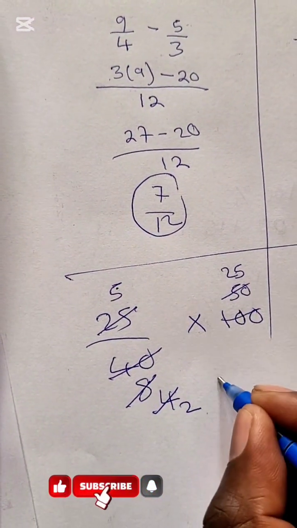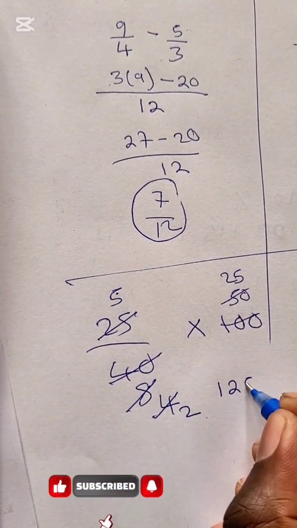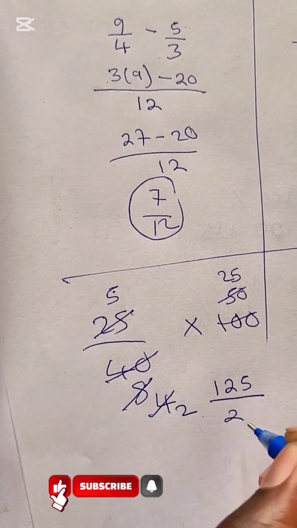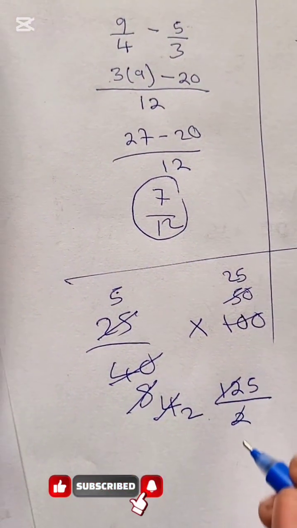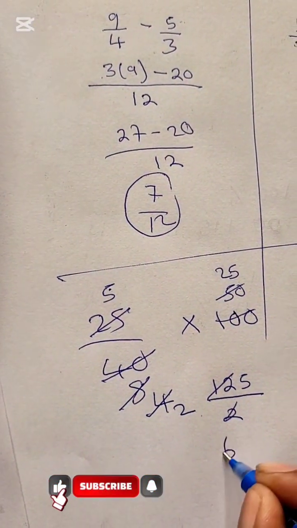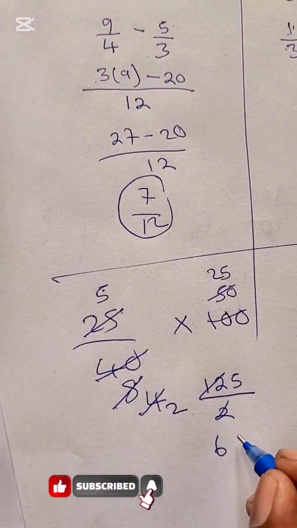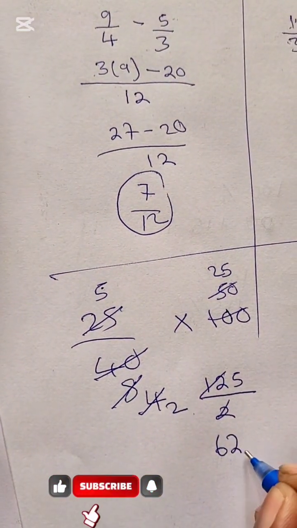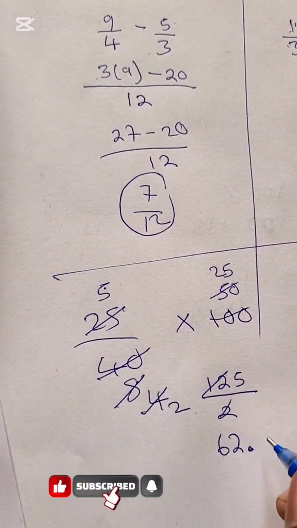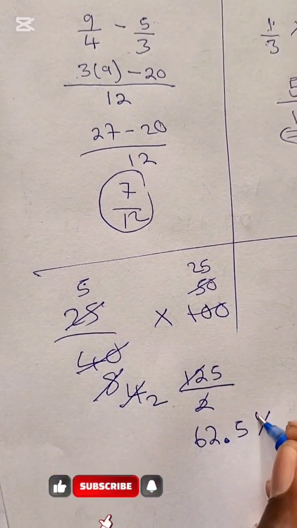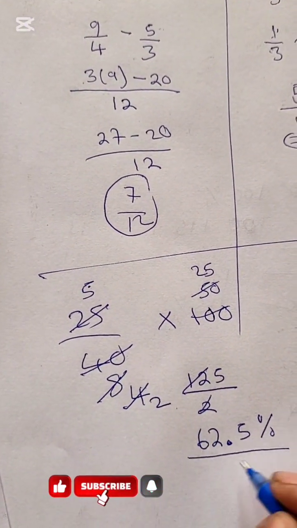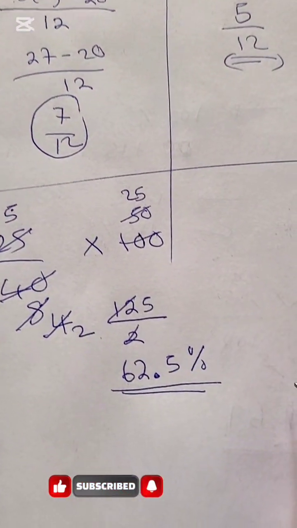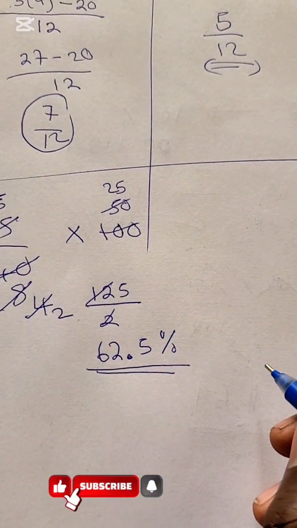So 5 times 25. That is 125 divided by what? By 2. 2 into 12, that's 6. Into 5, that's 2. Then comma what? 5%. So that's 62.5%. That will be our answer.